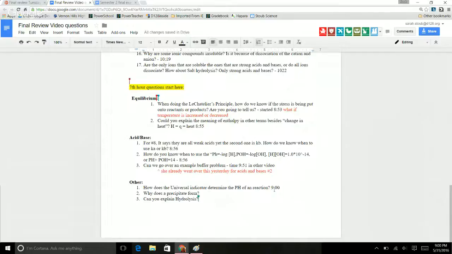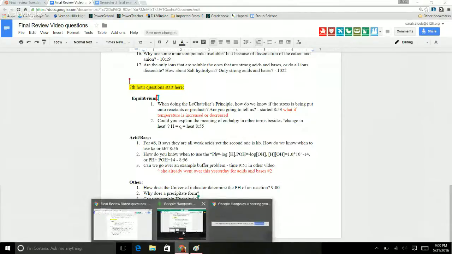How does universal indicator determine the pH of a reaction? This is something that I wouldn't expect you to really know. Universal indicator and indicators in general. Let me stop screen sharing. So indicators are kind of tricky. They're a molecular compound, and they work by equilibrium. Sometimes an indicator can be in this shape, and then it's a red color. And then when it's attached to a hydrogen or something like that, and it has a different shape, then it's a yellow color. And then when it's a different shape, it's a green color. So the shapes of the universal indicator go from this to this to this, based on how many hydrogens are attached to it.